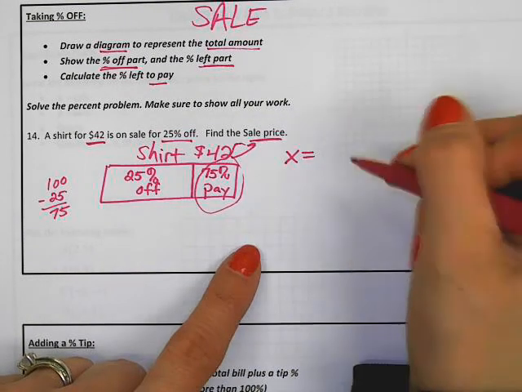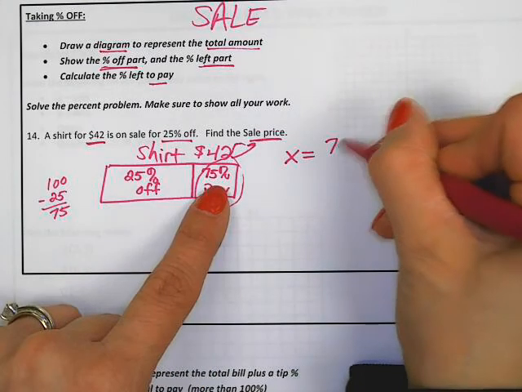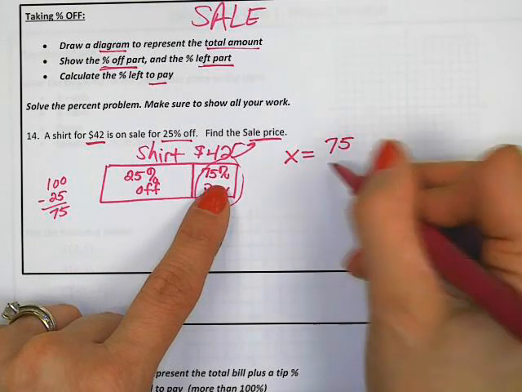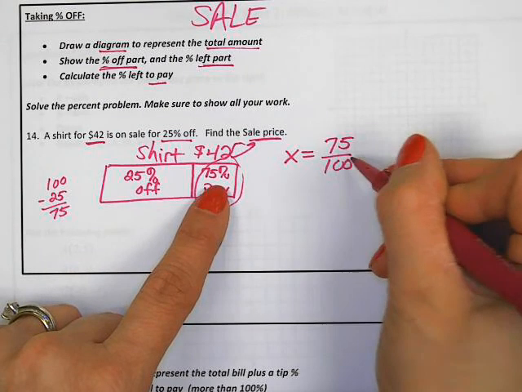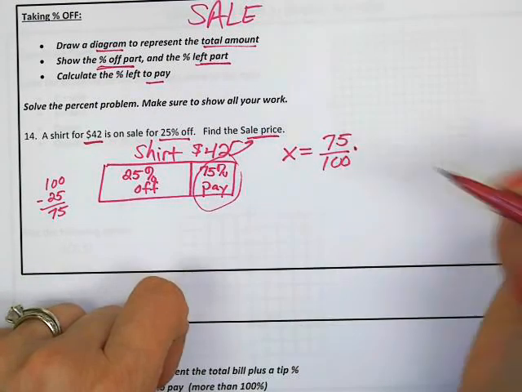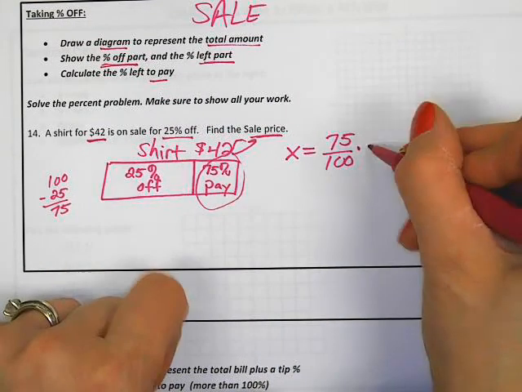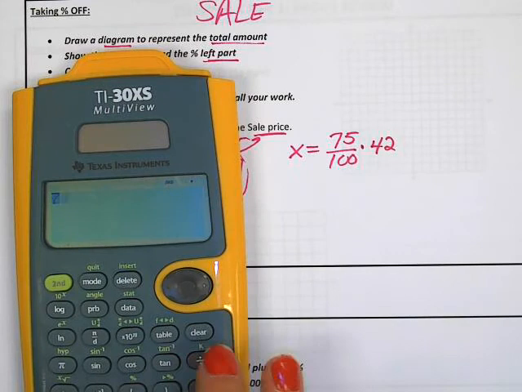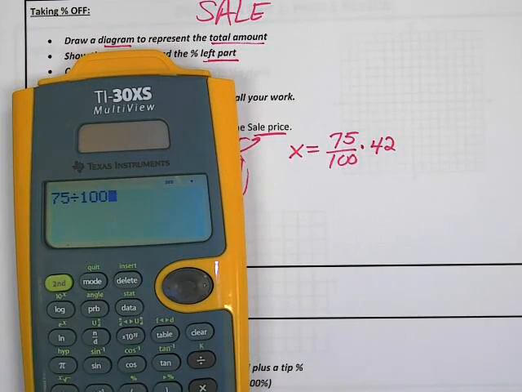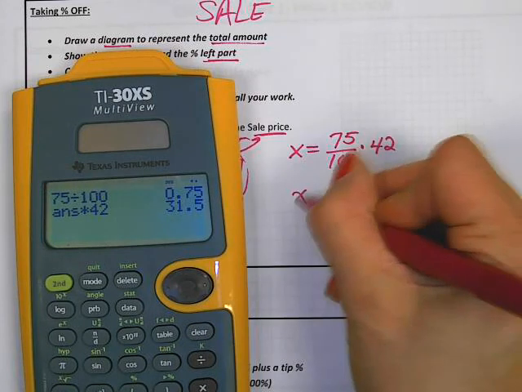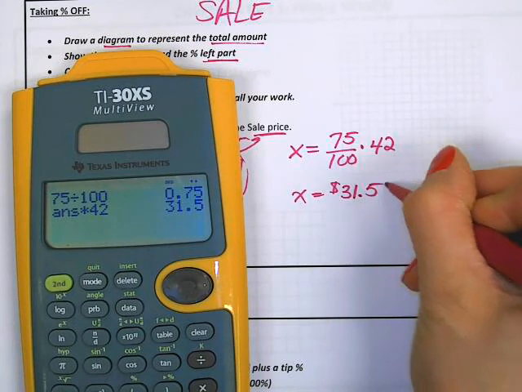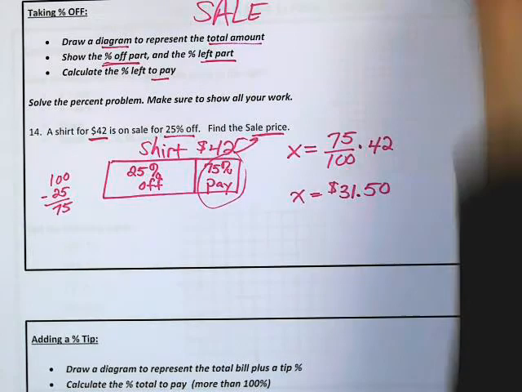X equals, I'm going to pay 75%. How do you write percent? Out of 100. 75% of the shirt. And the shirt is usually $42. So we're going to have to figure out here 75 out of 100 times that by 42. All right, I'm getting an answer of $31.50.